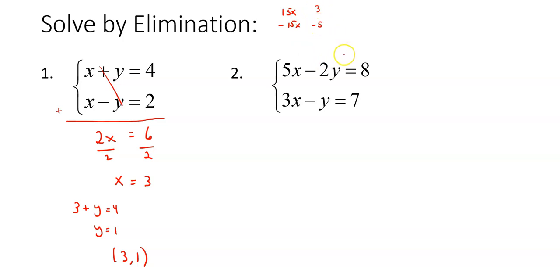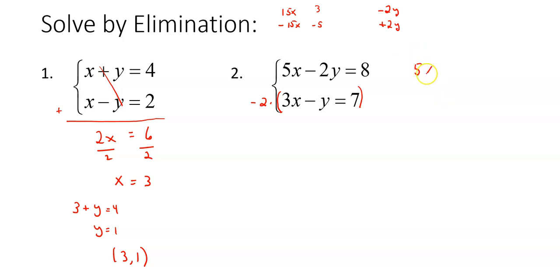Not the worst thing in the world, but if I try to get rid of the y's instead, you realize I could do that by multiplying this bottom row by negative 2. Because then I'll get a negative 2y up on the top. Negative 2 times negative y is a positive 2y. And I'll be able to multiply just one row and get rid of the y's. Wise decision, you might say.